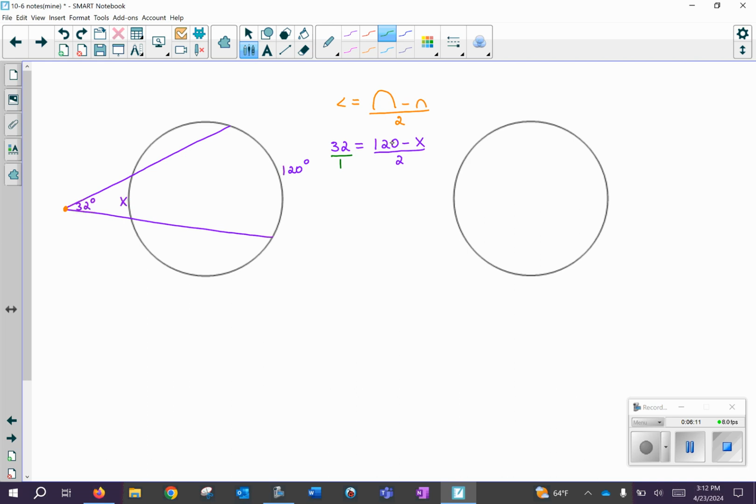So 1 times this quantity is going to be 120 minus X, and 2 times 32 would give us 64. Don't care what order you put them in. 1 times 120 minus X is that. But I was just thinking ahead that if I now add X to both sides, I'd have a positive X on the left, like most students like. And 120 minus 64 would give us 56 degrees.